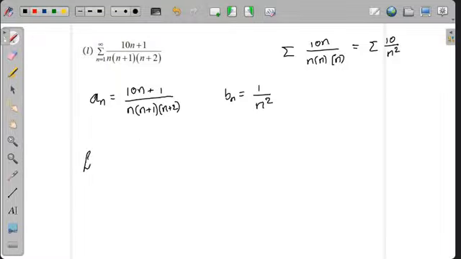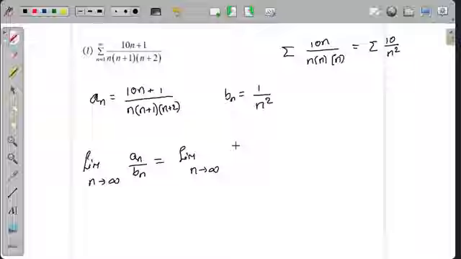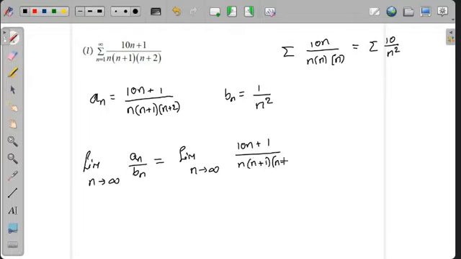So now let's take the limit. Limit n goes to infinite an over bn, that is limit n goes to infinite 10n+1 over n into n+1 into n+2, times n² over 1. Okay, now we need to find its limit. So limit n goes to infinite. So I hope we can cancel this n² and n here.